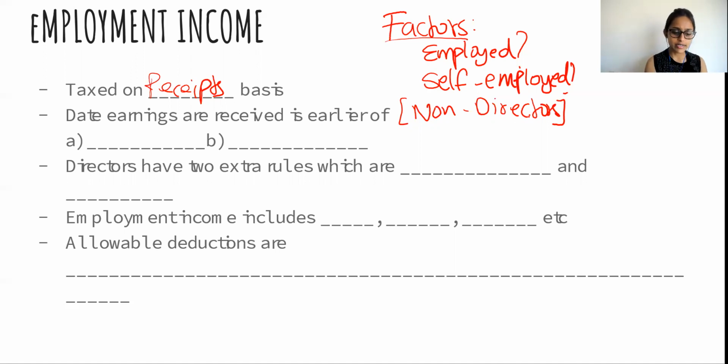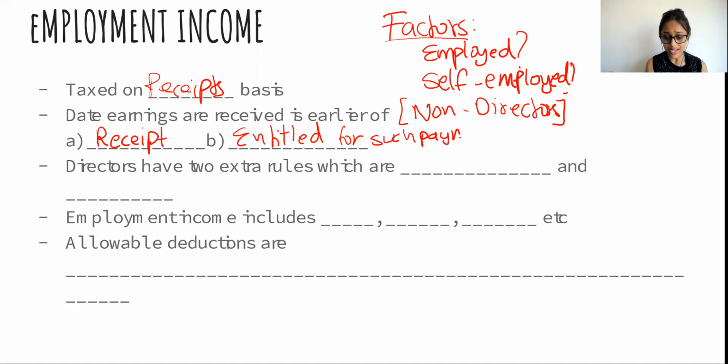For non-directors, it is the earlier of the date when we receive the amount, that is the day the amount is paid, and the date when the employee becomes entitled to such a payment. It's the earlier of these 2 dates.